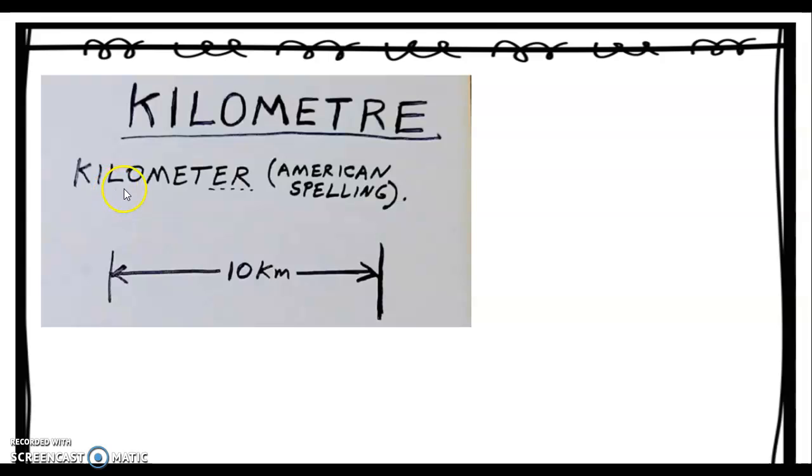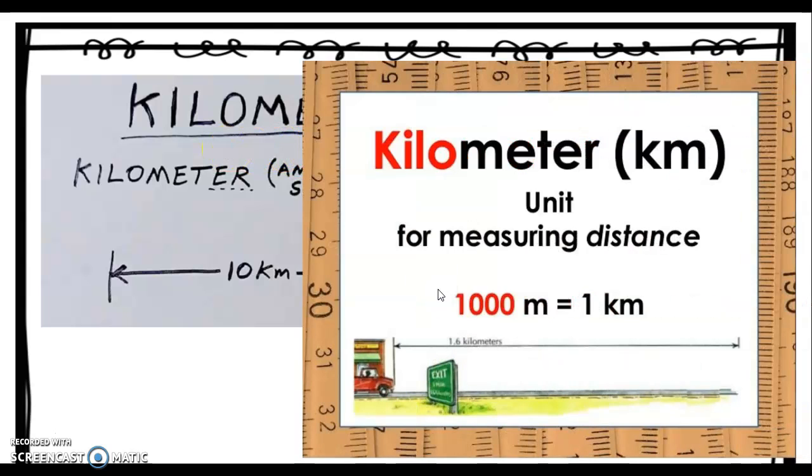Sometimes you will see kilometer spelled like this. This is the way we spell it over here in America. But over in Europe and other countries, you will see it spelled like this. Meter will be spelled like this. Again, a kilometer is used for measuring distance. Think of miles.